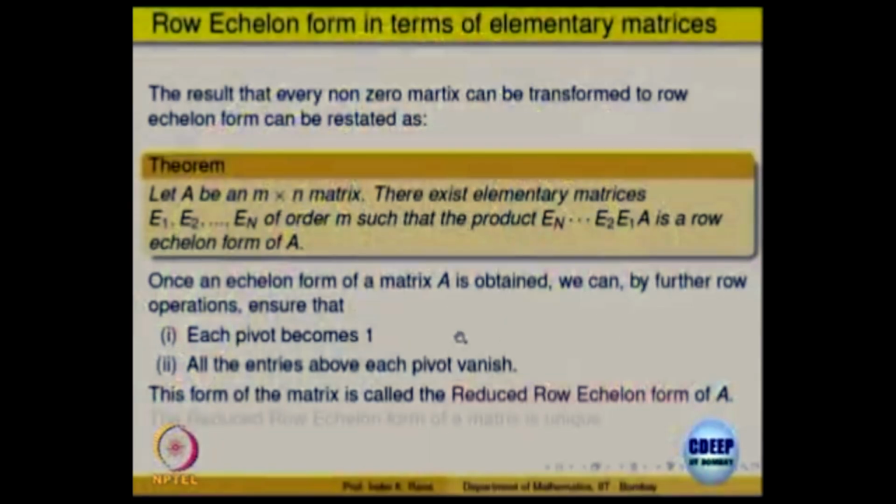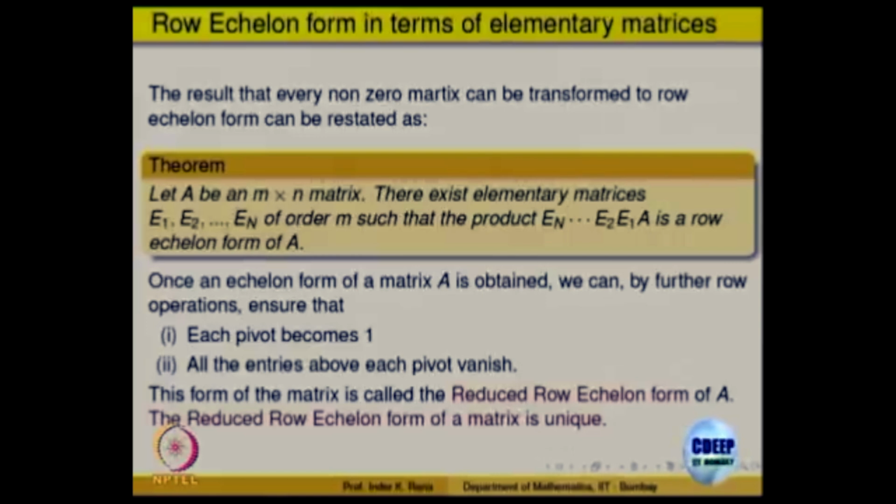So we write this as that the row echelon form of the matrix can be further transformed by elementary row operations, so that each pivot becomes 1 and all the entries above each pivot also vanish. Vanish means what? They become 0. The appropriate word should be they are made 0. So in the column where the pivot is coming, above the pivot everything is 0, below the pivot everything is 0, right. So this form of the matrix is called the reduced row echelon form of the matrix.